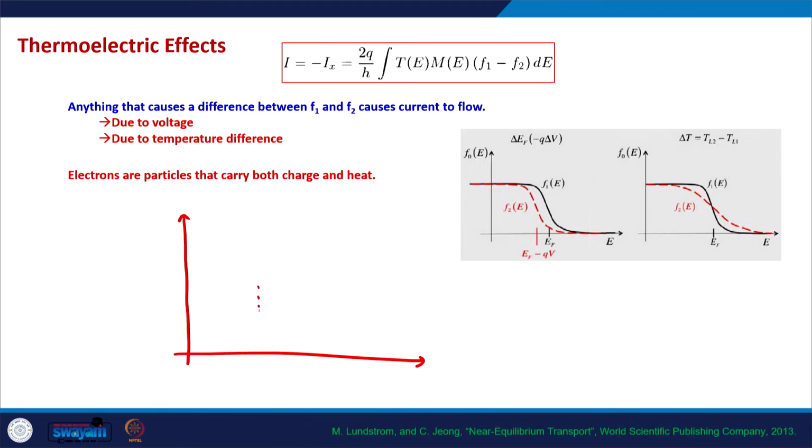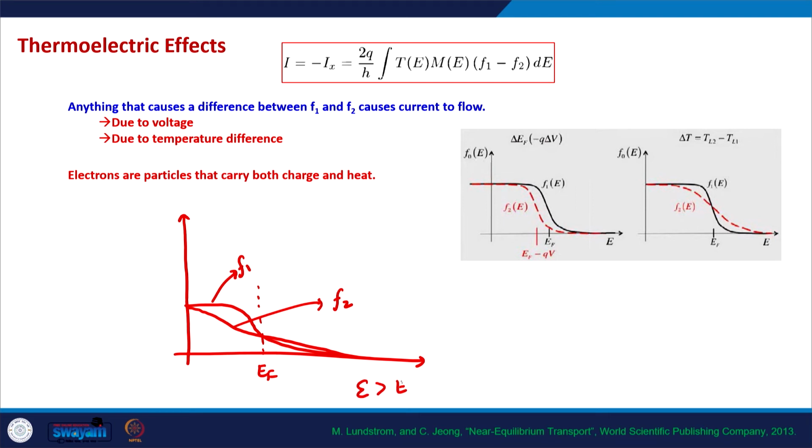This is, let us say, the Fermi level. At the Fermi level, the Fermi function is always 1/2. So, that is what we will do. And if the temperature is increased, this is how it looks. So, what happens is that this is F1, which means the Fermi function at TL1, and this is F2, the Fermi function at TL2.